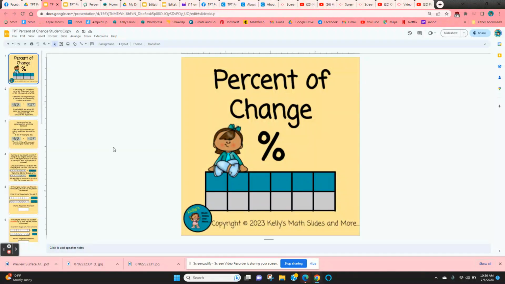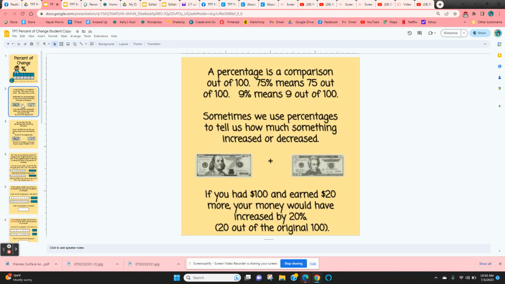Percent of change or rate of change. This is a digital lesson, and it teaches students how to find the percentage of an increase or decrease. So it starts out explaining that a percentage is a comparison out of 100. So 75% would mean 75 out of 100. 9% would mean 9 out of 100.